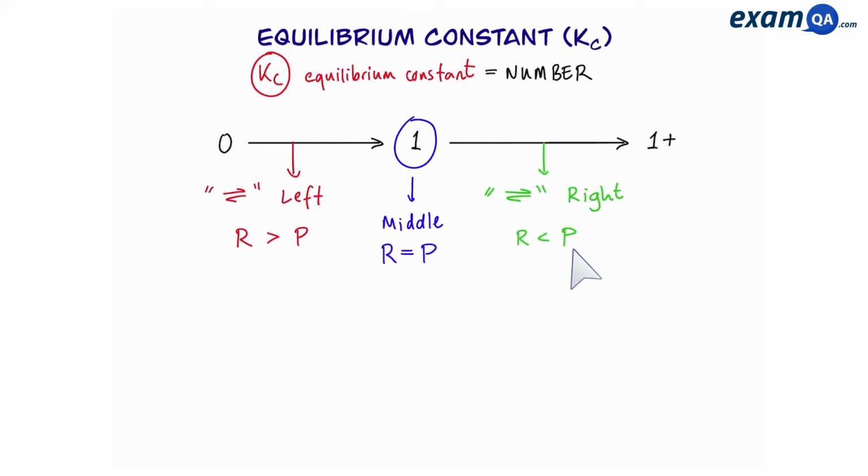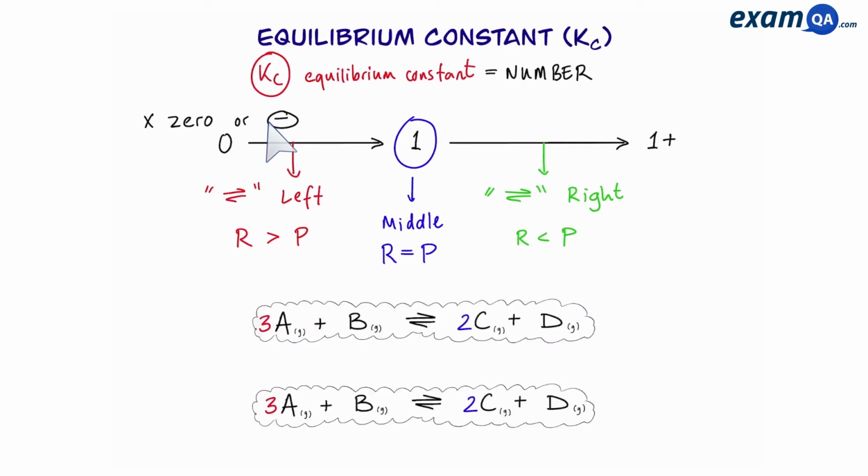So now we have a numerical way of saying the position of the equilibrium. Instead of just saying left and right, which is not very good for comparison, we can now use numbers to describe the position of the equilibrium. A quick side note, the value for Kc can never be 0 or negative, so always remember that.